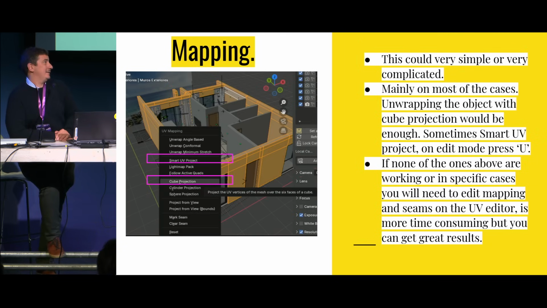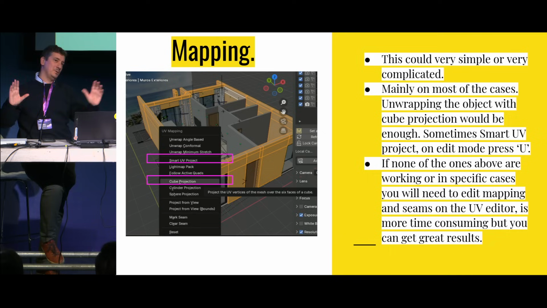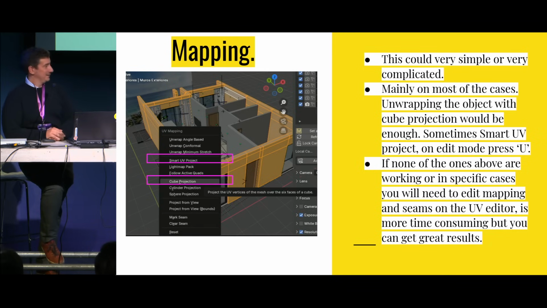So mapping, as I said before, we are not mapping specialists. So mainly we use cube projection or smart UV project. And then when we need to, of course, we unwrap with smart UV in most cases, and then we tweak in the UV editor. But that's more for specific spaces where you need the wood in a certain way. But basically, to move fast, it's cube projection, we adjust the scale and that's it.